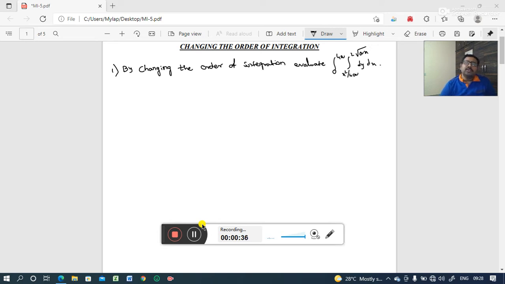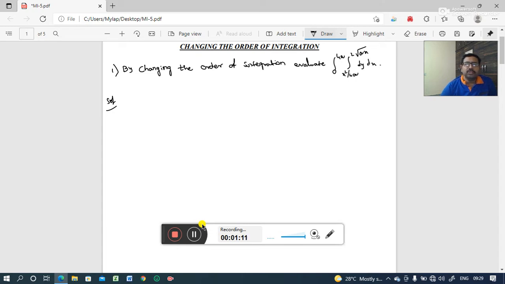Then what does it mean? What is changing the order of integration? Usually in previous videos we have seen evaluation of double and triple integrals. Evaluation of a double integral means we identify the limits of x and y, then accordingly we integrate. But here the same procedure needs to be followed for integration, but before integration they are asking to change the order. Okay, so change the order of integration.